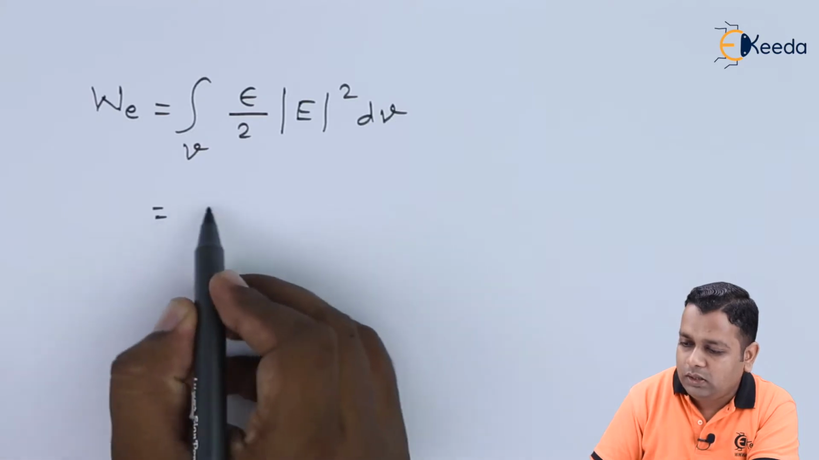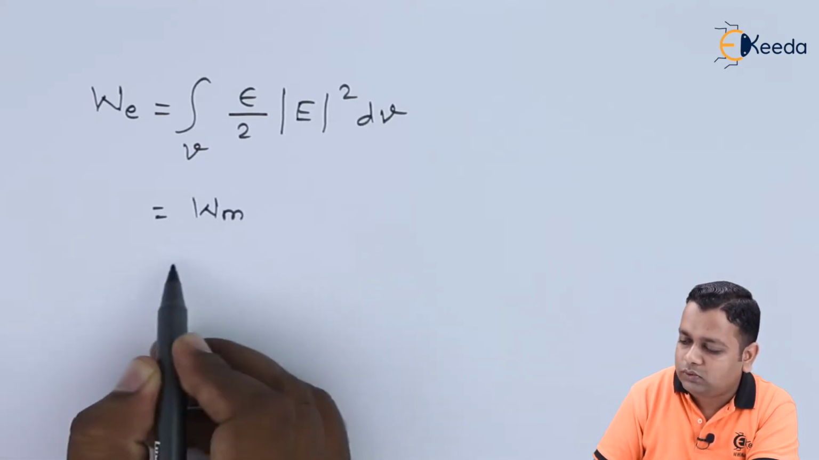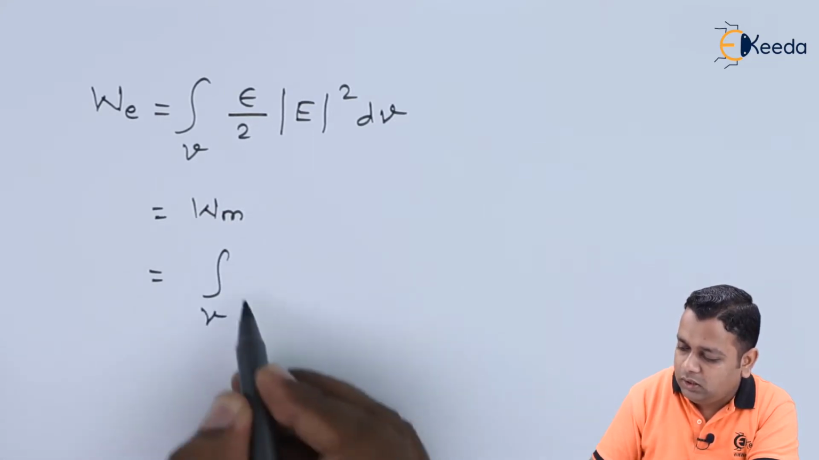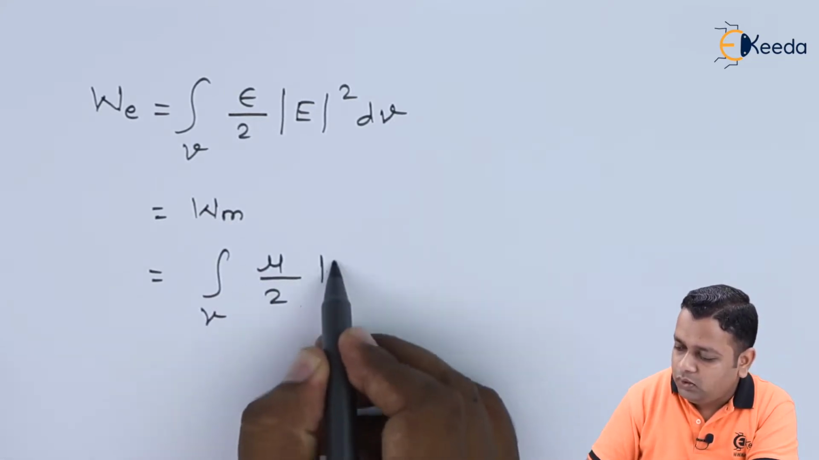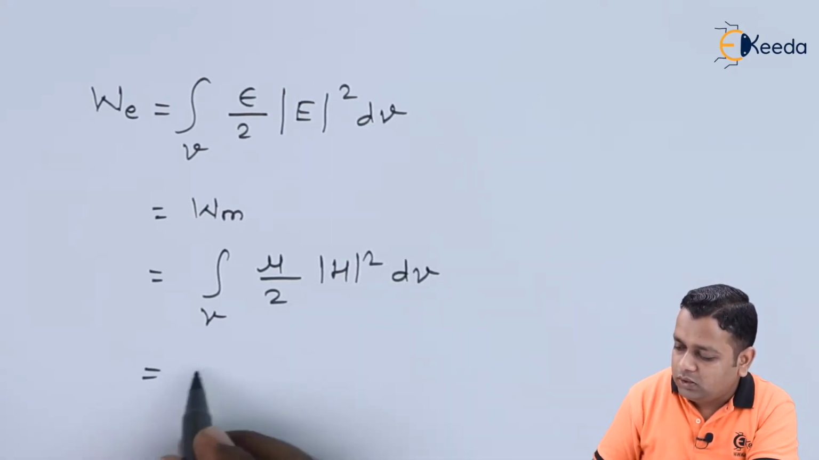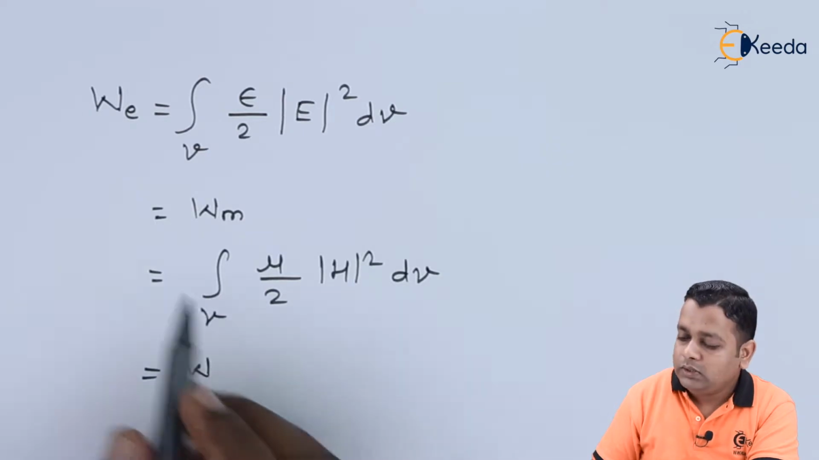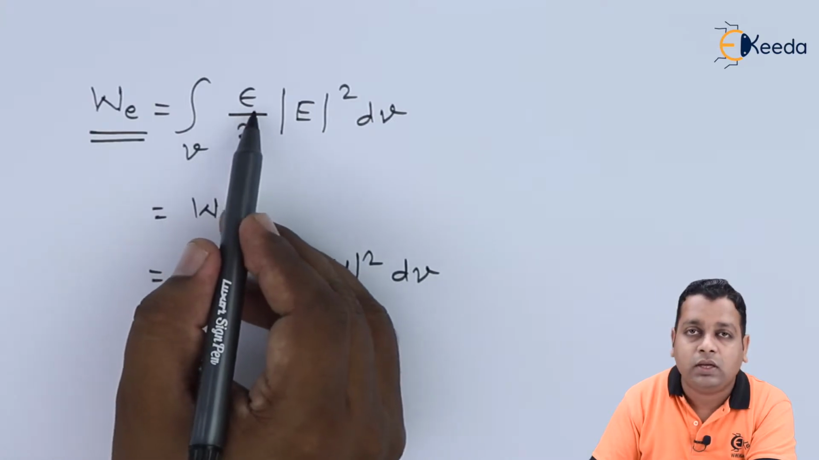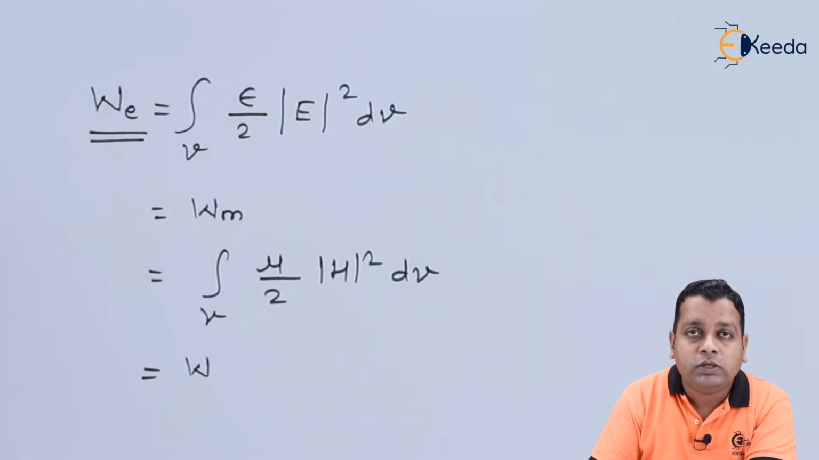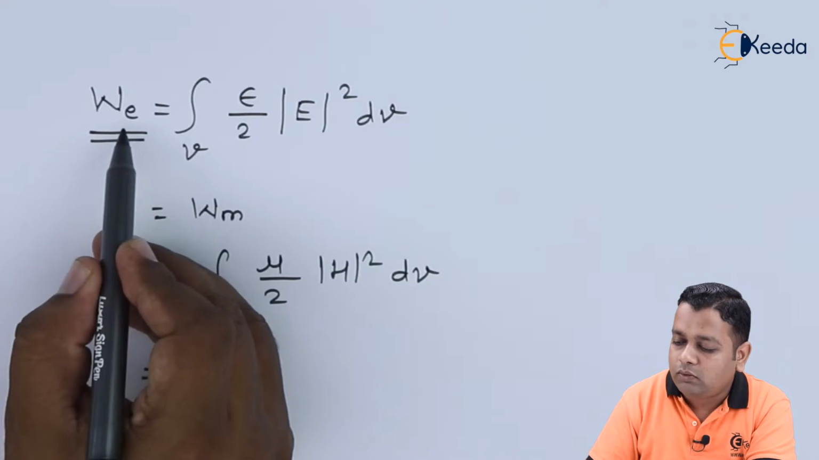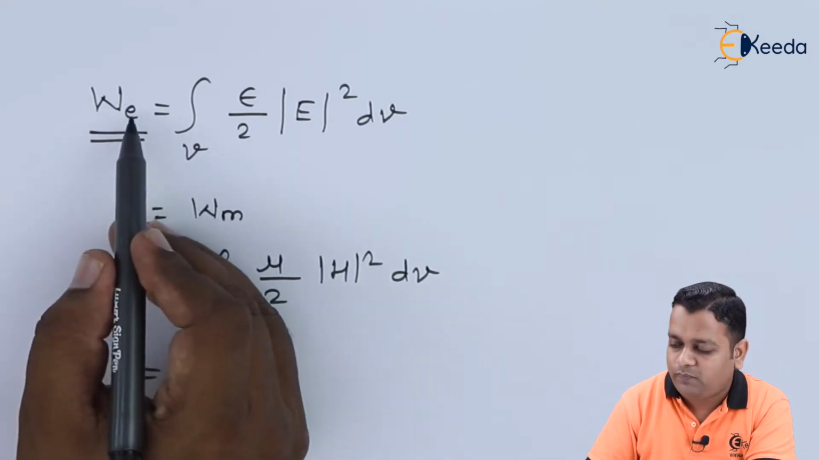So this can be equal to W suffix M also, which can further be expressed as the volume integral of mu suffix 2 into mod of H square into dV, which is equal to capital W. So W suffix E we relate with the help of epsilon, that is the permittivity, how much permissible a certain dielectric material is to the flow of electricity through it. Hence we have taken it for the electrical component here.